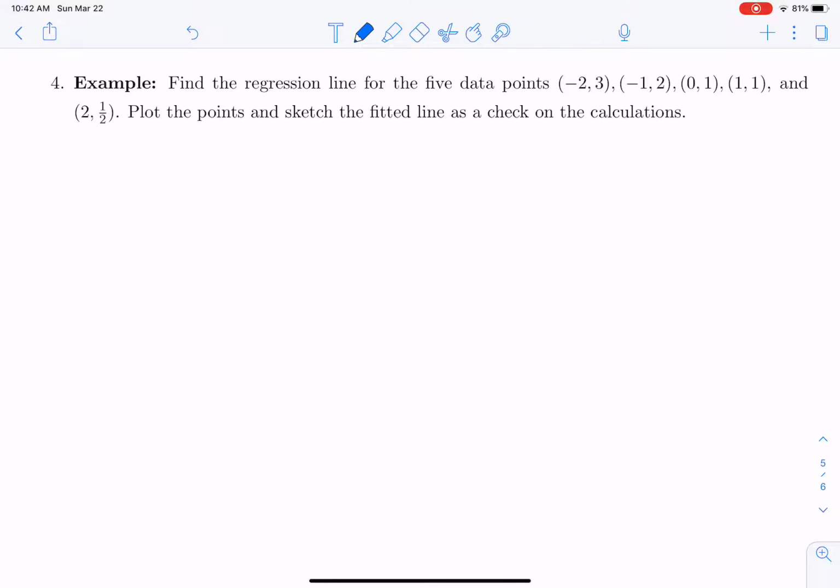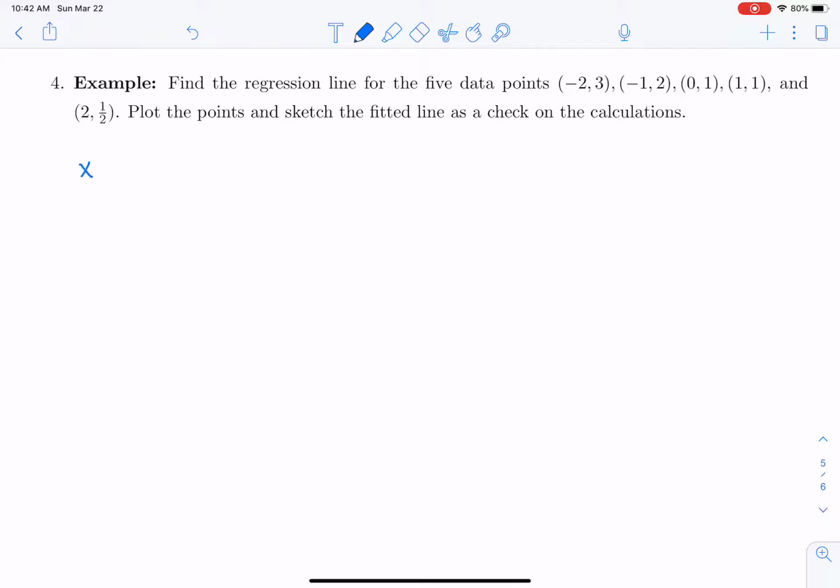Let's now move on to an example. We want to find the regression line for 5 data points, and we want to plot those points and sketch the fitted line as a check on our calculations. So we have these 5 data points. We want to compute a bunch of terms to help us figure out what the best fit line is.